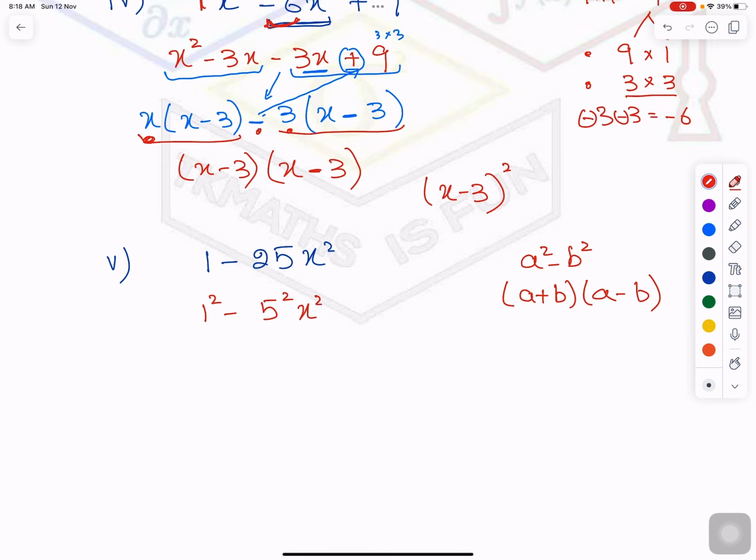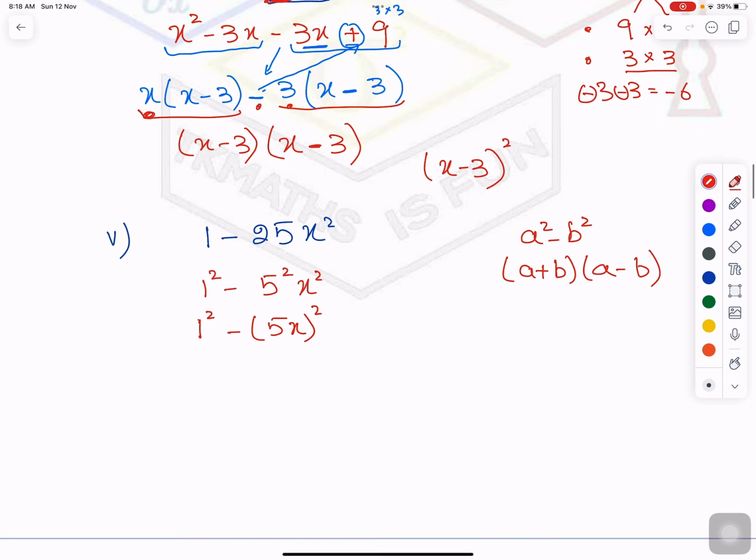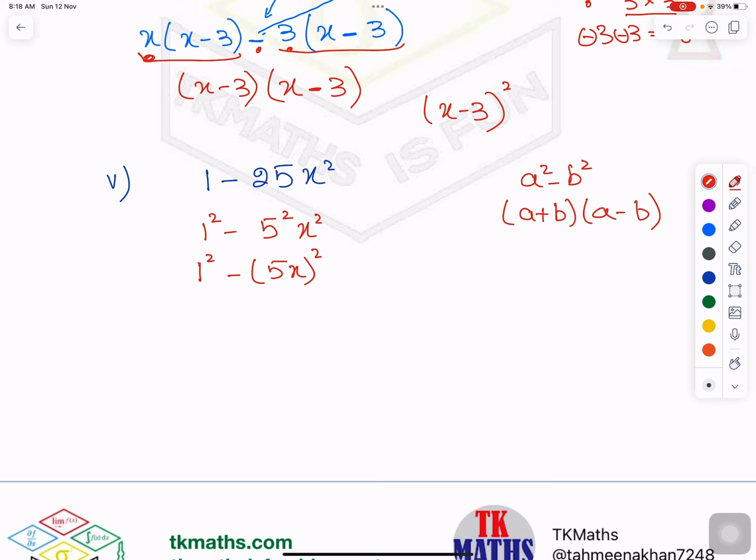Okay, so now this means the question is like this. I'm doing this extra step for you. If you can do it mentally, fine. Otherwise you can write these steps as well. Now if you compare it with this, this is your a square and this is your b square. So you can write here as a plus b, a minus b: 1 plus 5x and 1 minus 5x.